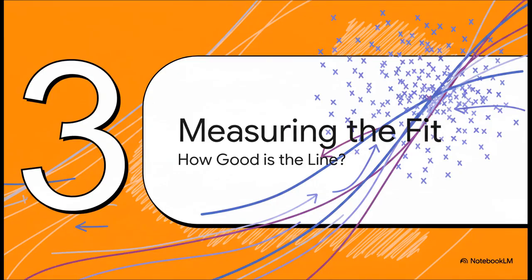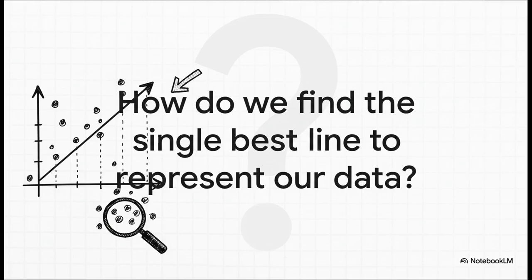All right, so we need to draw a line. Easy enough. But wait a second. You could draw a ton of different lines through that cloud of data points, right? I mean, literally an infinite number of them. So how in the world do we know which one is the best one? How do we find the best fit line? Well, the secret isn't about what the line hits. It's actually all about what the line misses. To find the best line, we have to measure the errors.